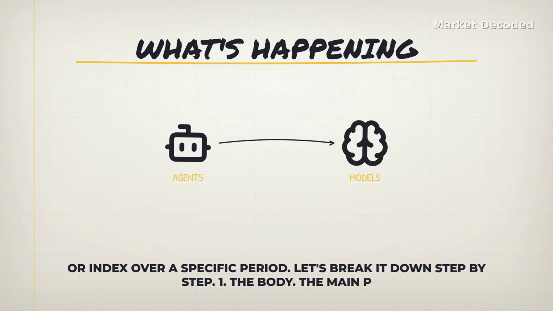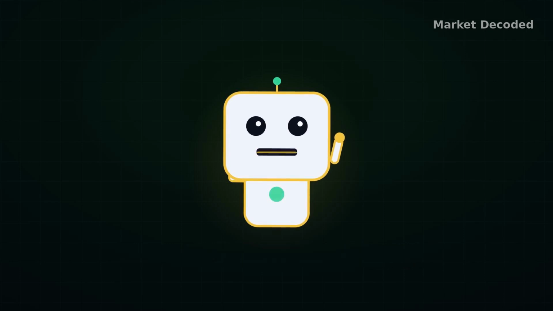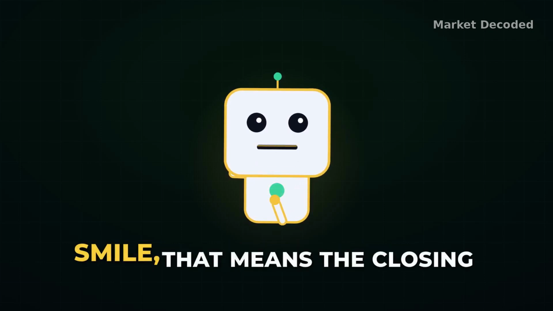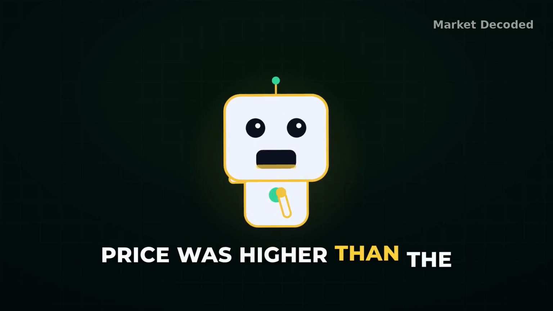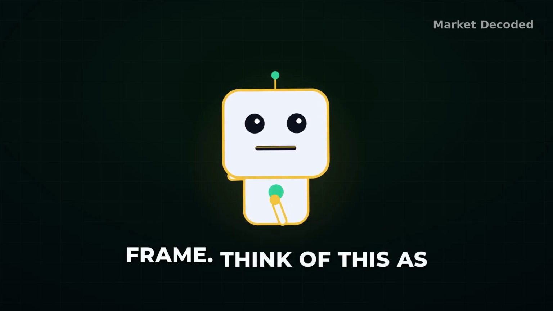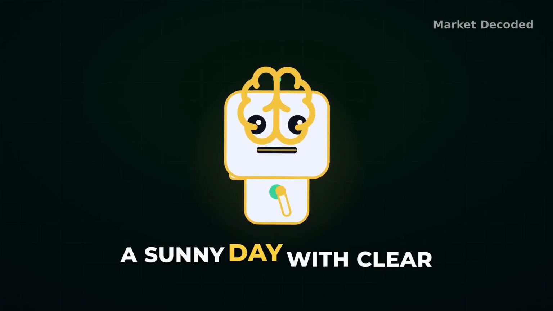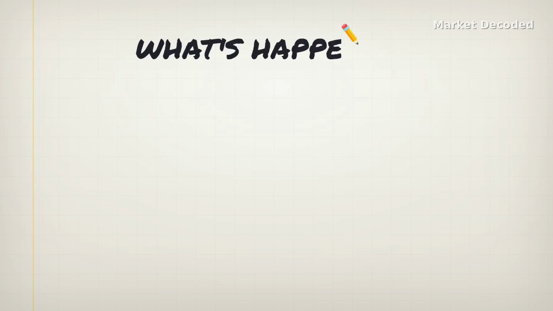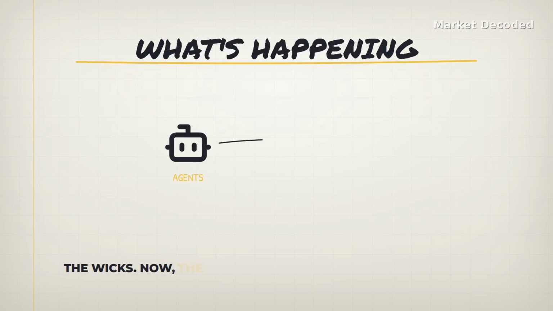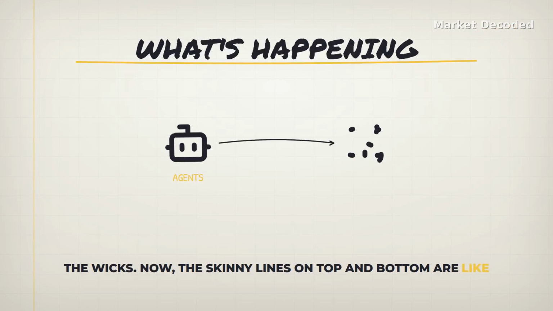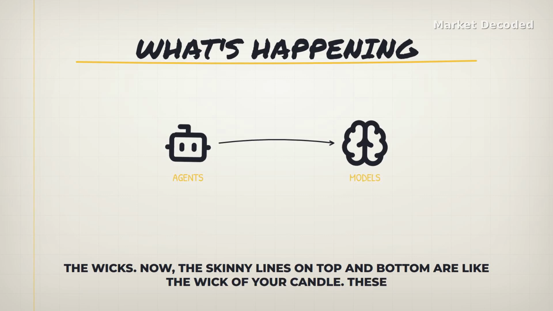1. The body. The main part of the candlestick is called the body. If it appears white or hollow, like a happy smile, that means the closing price was higher than the opening price during that time frame. Think of this as a sunny day with clear skies. 2. The wicks. Now, the skinny lines on top and bottom are like the wick of your candle. These wicks show the highest and lowest prices reached during that period.